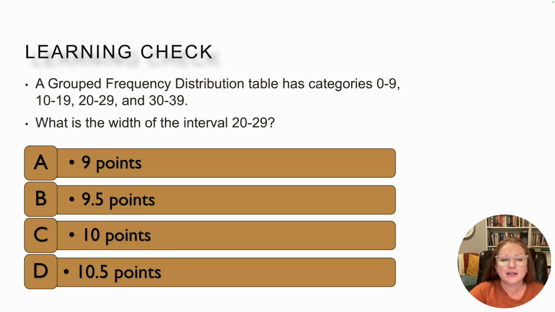Okay. Quick learning check. A grouped frequency distribution table has categories 0 to 9, 10 to 19, 20 to 29, 30 to 39. What's the width of the interval of 20 to 29? This one's going to seem like a trick question to you, but it's not after I explain it to you.